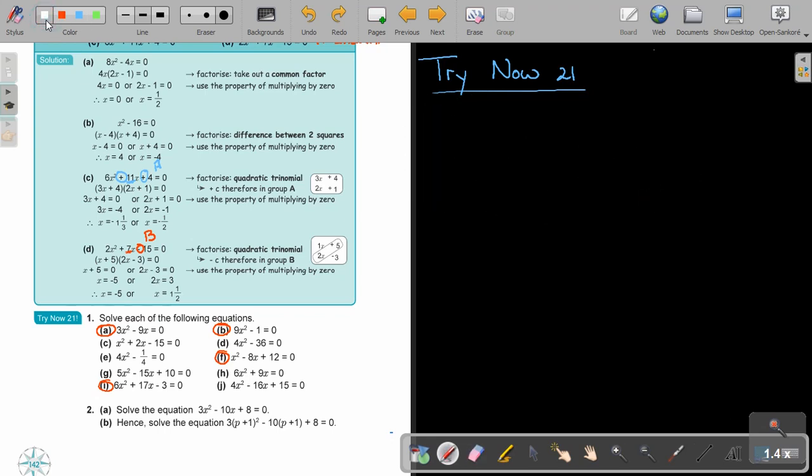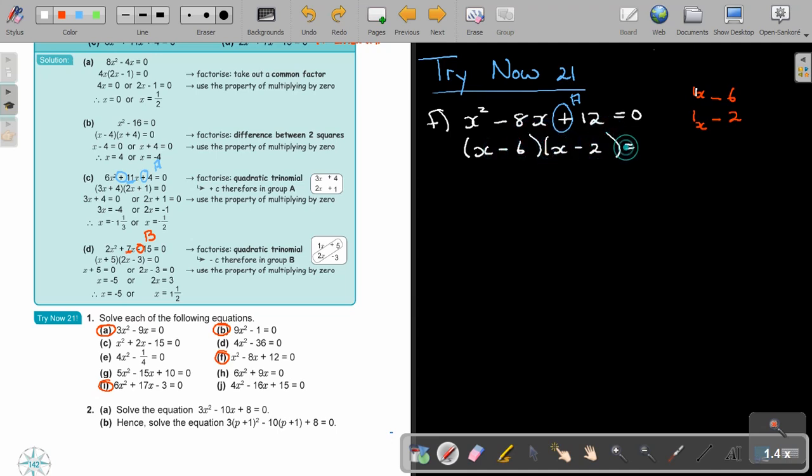Okay, let's do the next one, number F. This is x squared minus 8x. Can you see it's a trinomial? Okay, and can you also see that it's in group A? And then this is going to be 1 and 1, and this is going to be 6 and 2. In group A, the signs are the same, and both will be negative. And there's x, and there's x. And then this will be x minus 6, x minus 2, and that's equal to 0.